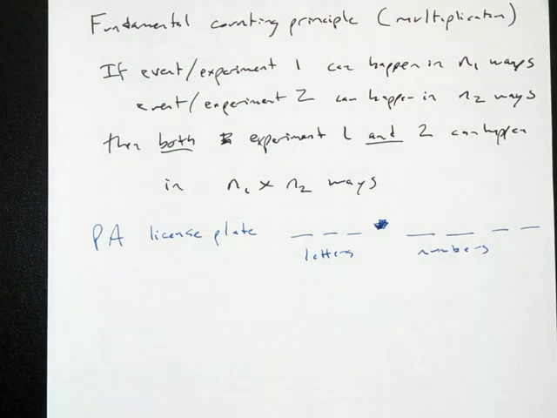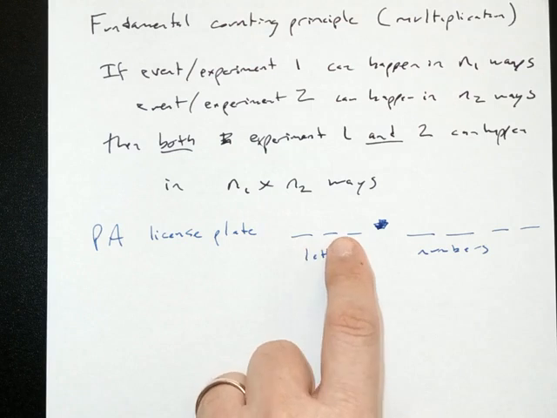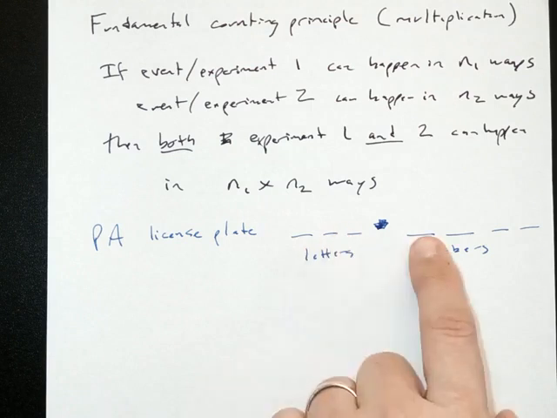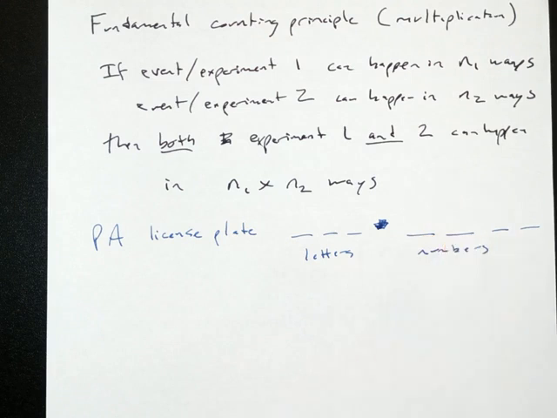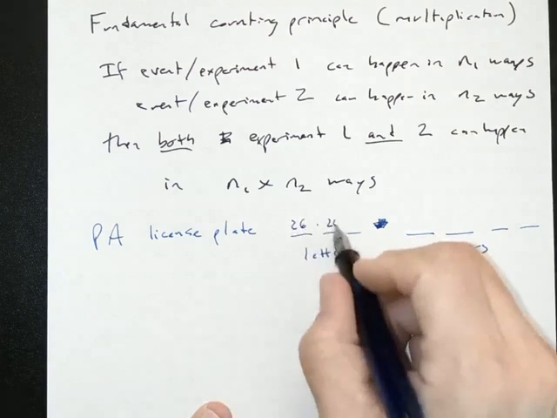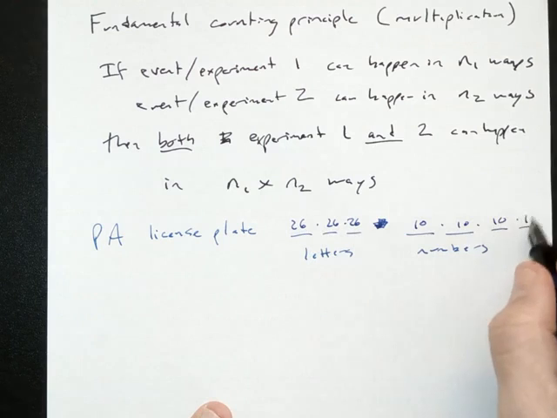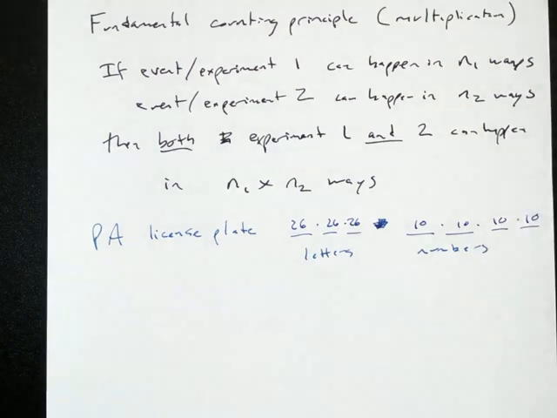I'm going to treat each of these as if they were their own separate event, their own separate experiment. How many ways can we fill in this blank? And this blank? And this blank? Aha! So with all of these options, I can actually calculate exactly how many license plates are possible. 26 times 26 times 26 times 10, 10, 10, 10. What do you get?